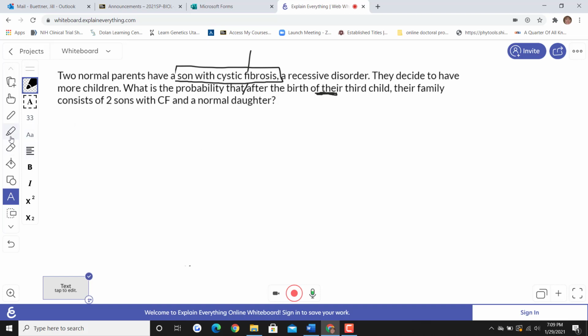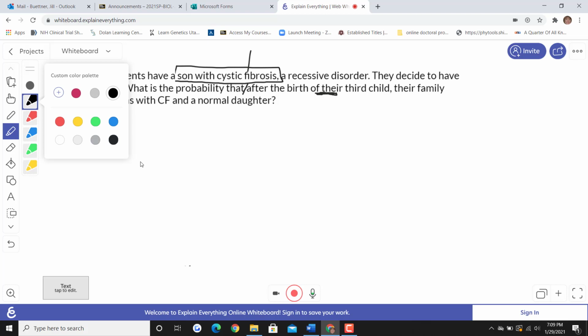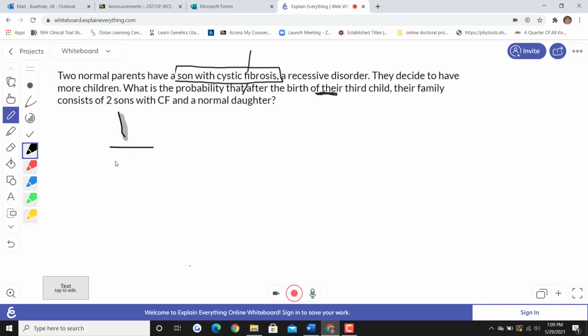So in this case, what you have to consider is, okay, the first child has cystic fibrosis, and the chance of that is 100%. Since they already told you that that first son has cystic fibrosis, that's 100%. But in this problem, they're just saying at the end of their family forming period, what's the chance that their family will consist of 2 sons with cystic fibrosis and a normal daughter?